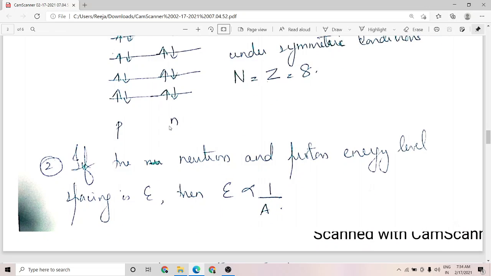Now, if the neutron and proton energy level spacing is epsilon, then I have already told you epsilon is proportional to 1 by A. Okay, as the number of protons and neutrons in the nucleus increases, that is, as the mass number increases, the nuclear energy level spacing, that is, the neutron and proton energy level spacing, decreases.